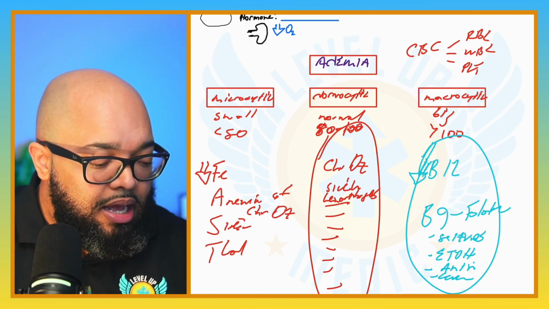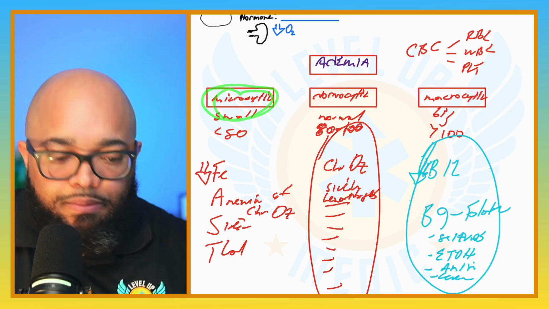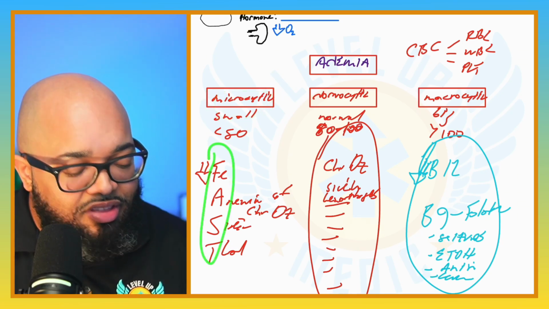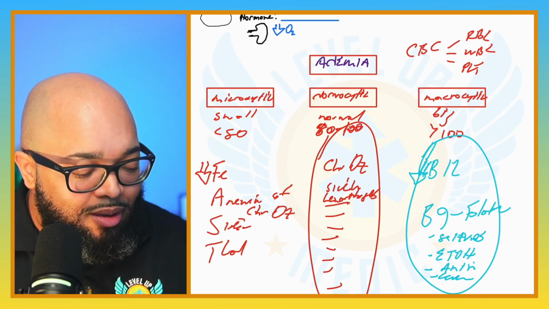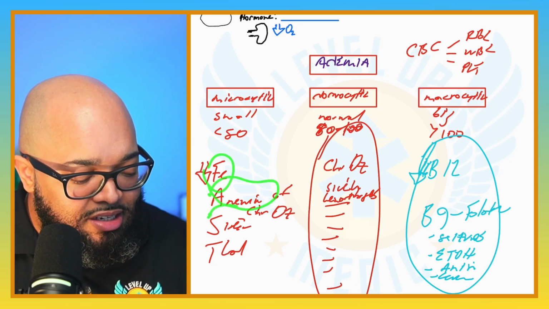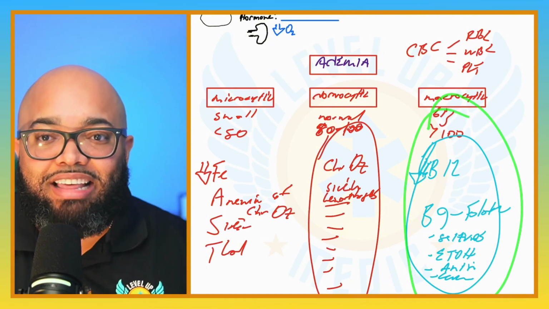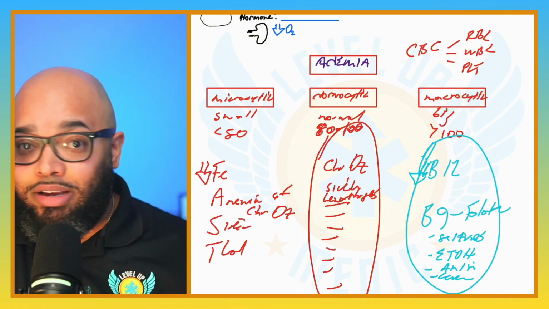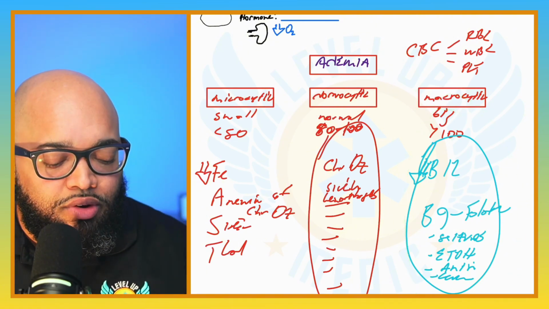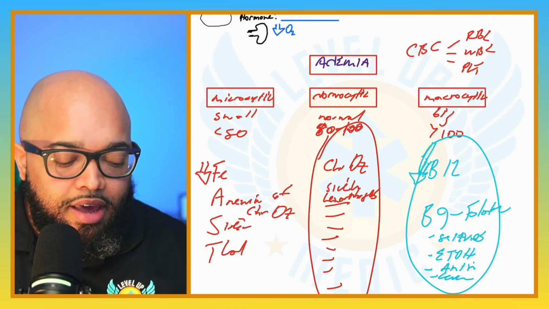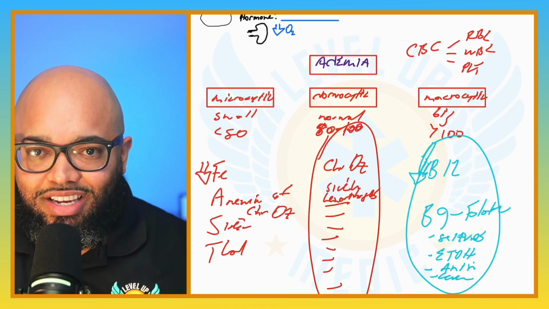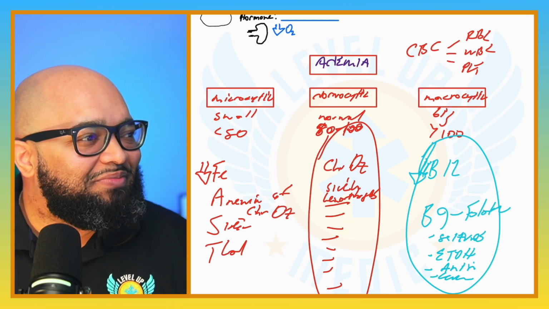We talked about microcytic, and so I said, remember to think fast. That could be iron deficiency, anemia of chronic disease, sideroblastic, and thalassemia. And then when it comes to macrocytic, that's where you got those big cells, and that could be due to a B12 deficiency or a folate deficiency. Okay? Any questions on that?